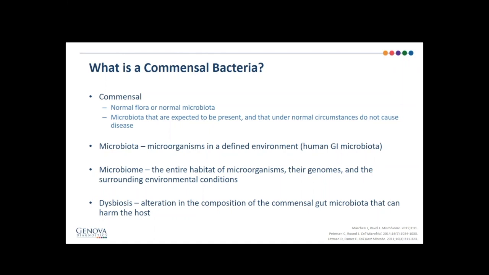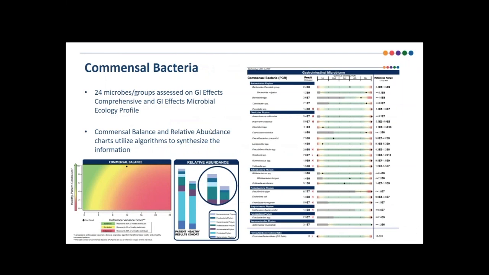And then a dysbiosis would be an alteration in the composition of the commensal gut microbiota that can potentially harm the host. Over on the right, you'll see the 24 commensal bacteria that we measure on our GIFX comprehensive and GIFX microbial ecology profiles. And at the bottom of the page, we have the commensal balance and relative abundance charts that utilize algorithms to synthesize those 24 organisms that we see on the commensals page. This is really a small snapshot of a much larger picture, but it's enough to give us an idea of what's going on in somebody's microbiome.